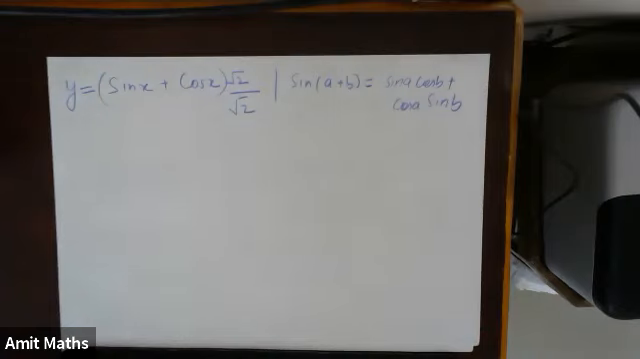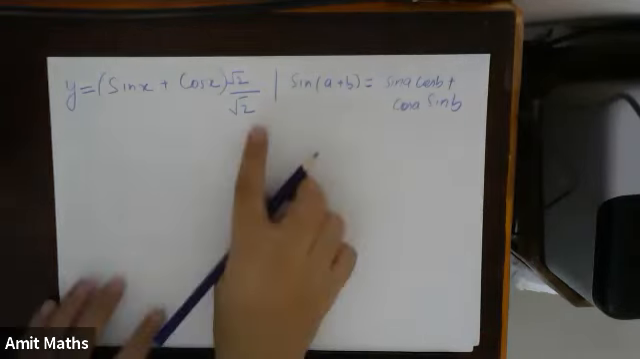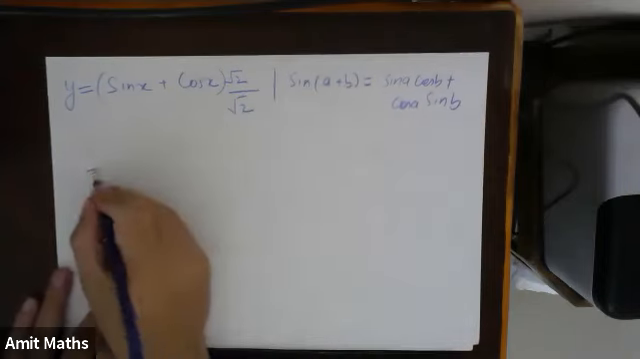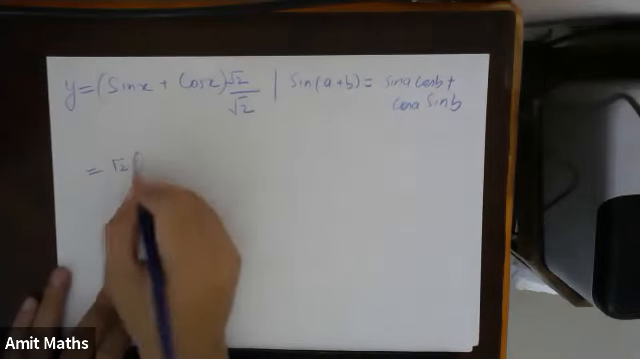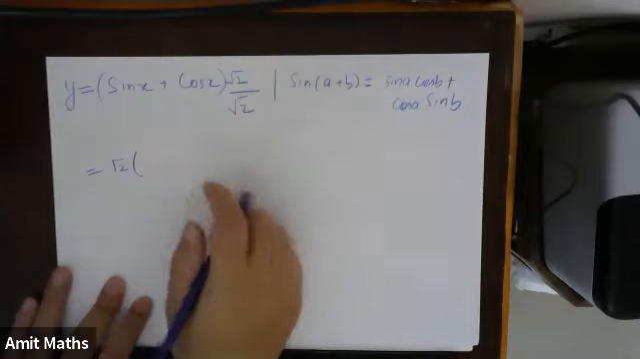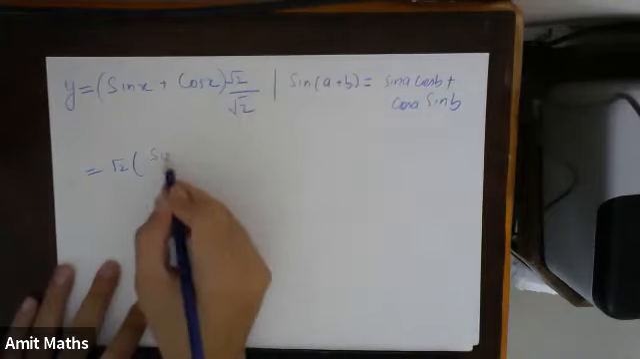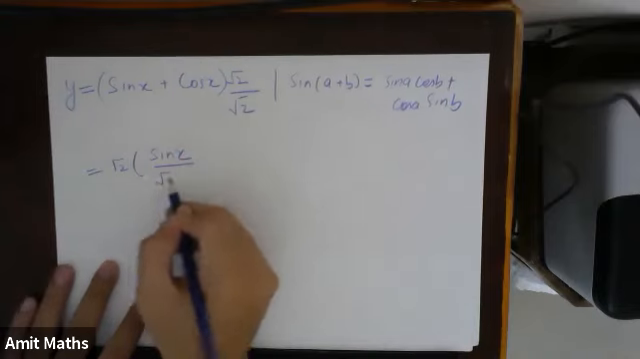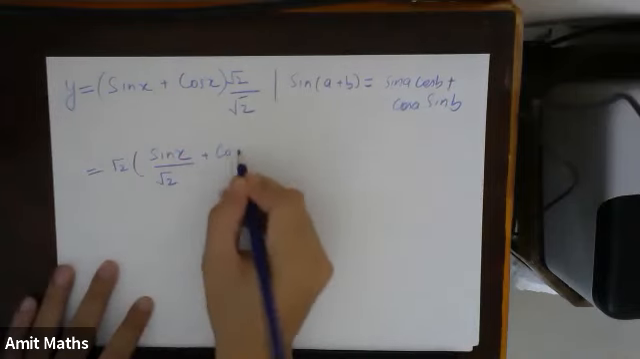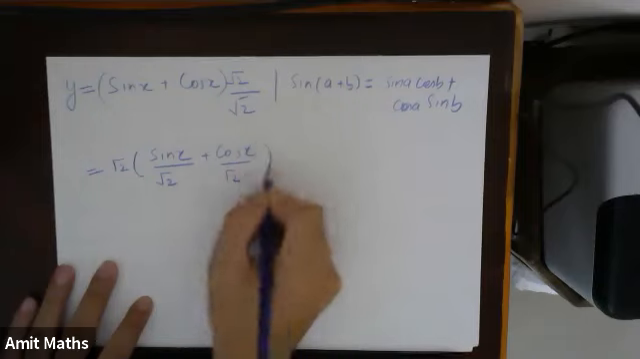I can multiply with root 2 and I can divide with root 2. If I multiply with root 2 and divide with root 2, this will become root 2, which I will keep as it is. The other root 2 under the root I will take inside. So this will become sine of x by root 2 plus cos of x by root 2.